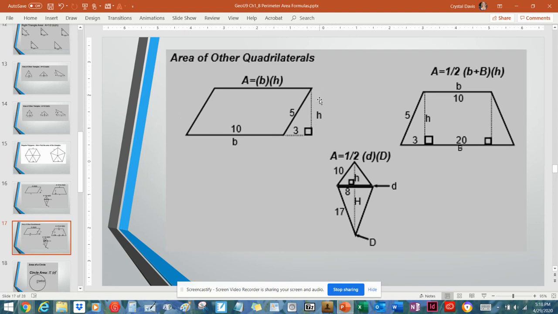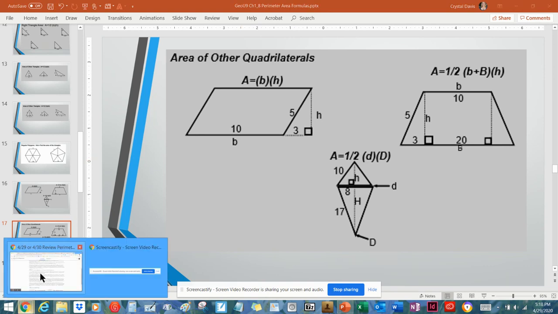So the height here, we might have to draw the right triangle, and we might have to figure out what the height is using the Pythagorean theorem. So since this is a 3, 4, 5 right triangle, the height is 4. And so the area of this parallelogram is 10 times 4, which is 40. Okay, so be careful there. It's not 10 times 5, which would be 50. That would be incorrect. Okay?